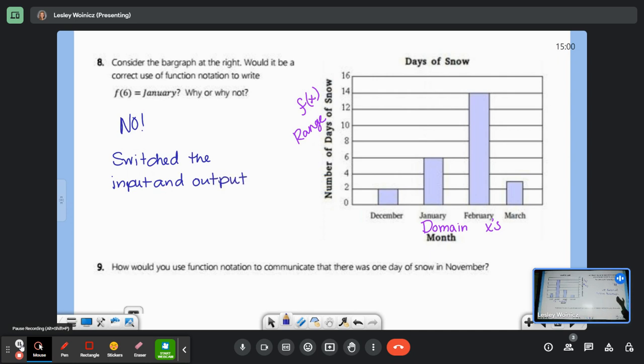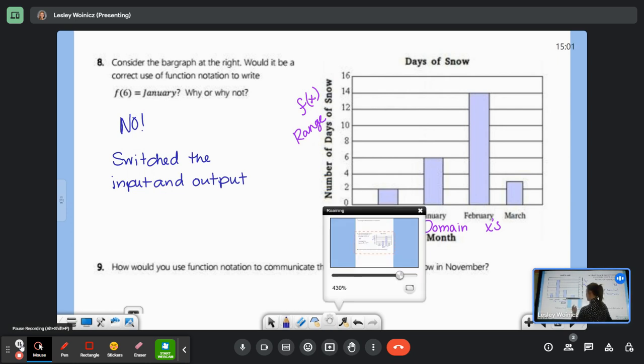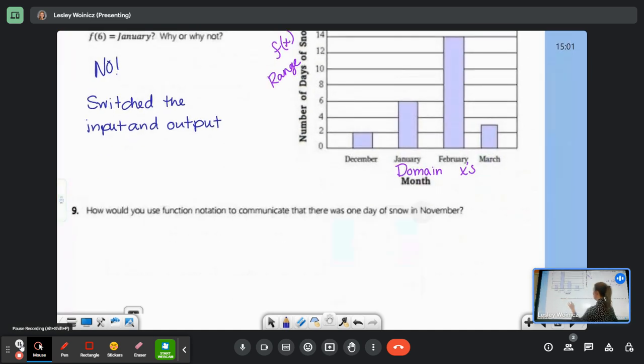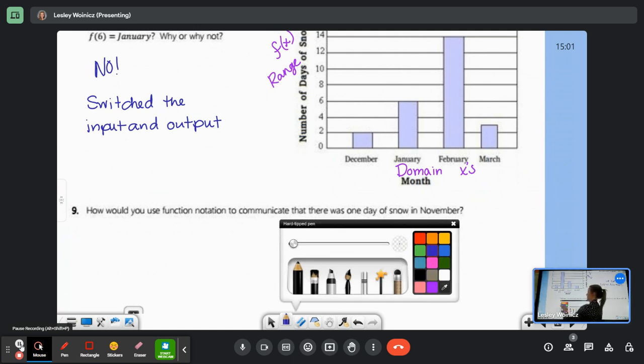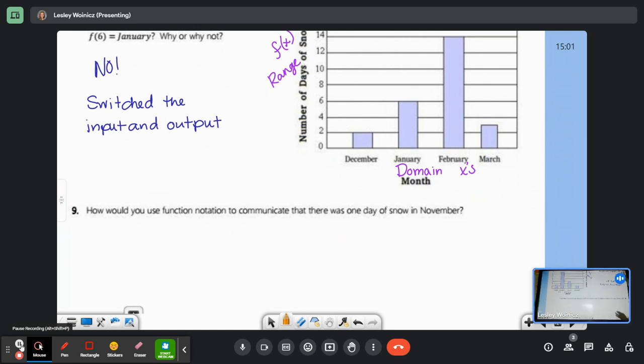So what we ended up with is really just like nonsense that doesn't have any meaning in this situation. Because we don't have any inputs that are 6 or any outputs that are January. Okay, how would you use function notation to communicate that there was 1 day of snow in November? So we saw an example of how to do it wrong. How do we do it right?